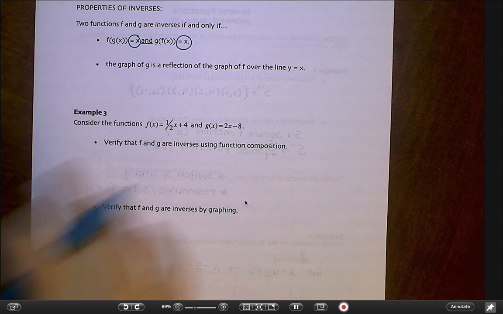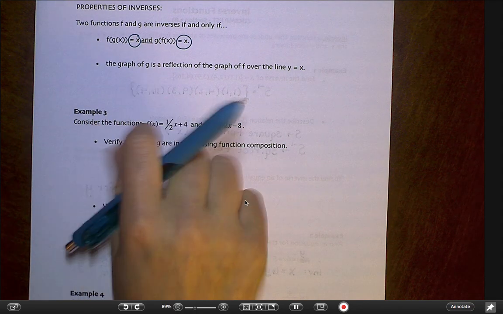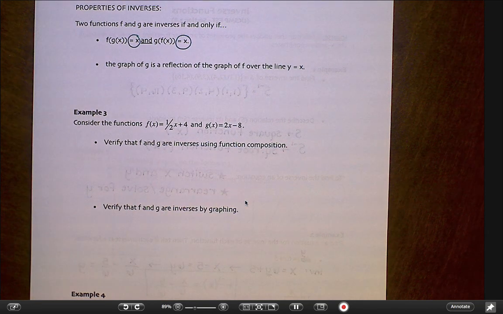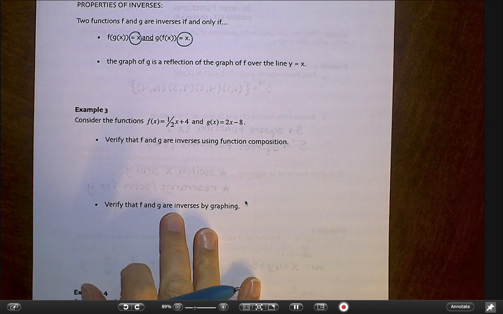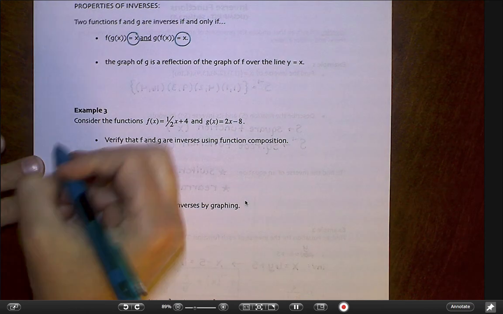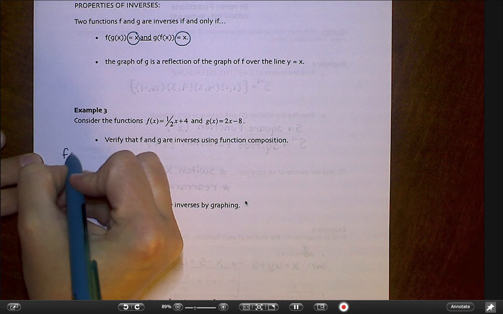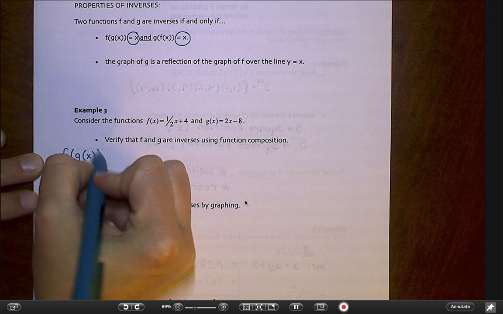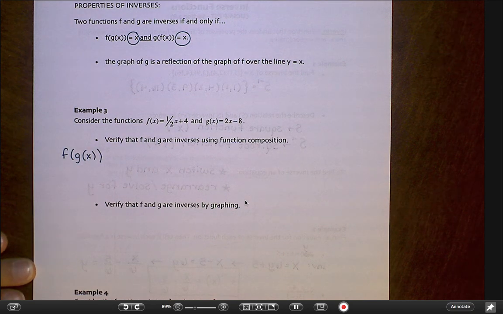And if you're looking at the graph, the graph of one function should be a reflection over the line y equals x. Okay, so we're going to look at both of those things right here with example 3. But again, if you need to write those down, please do, because those are important things. So this says verify that f and g are inverses using function composition, which means I want to find f of g of x. And then in a minute, I'm going to also find g of f of x.